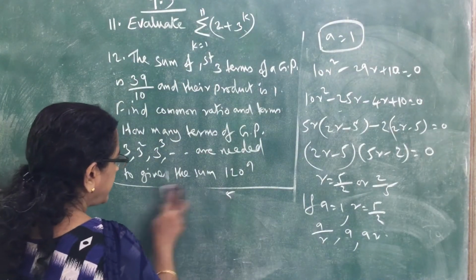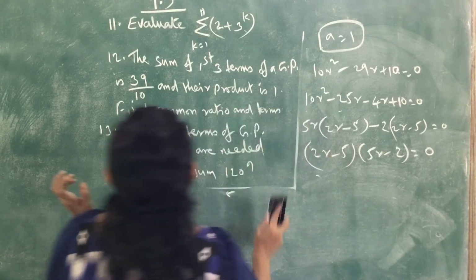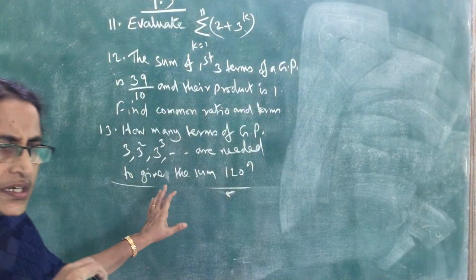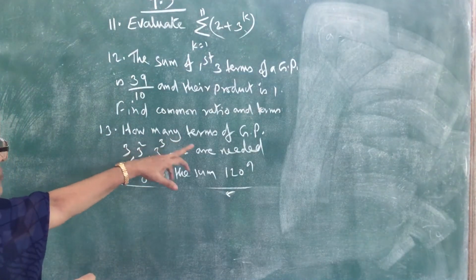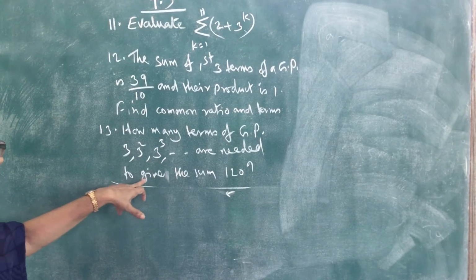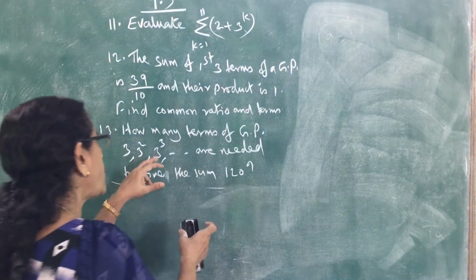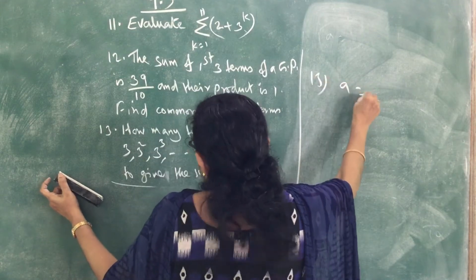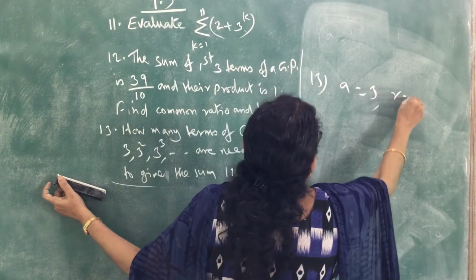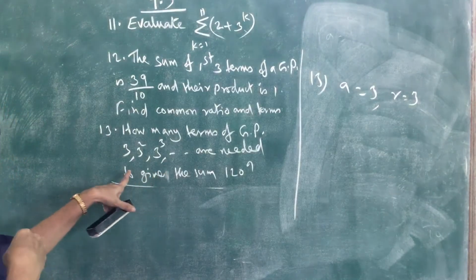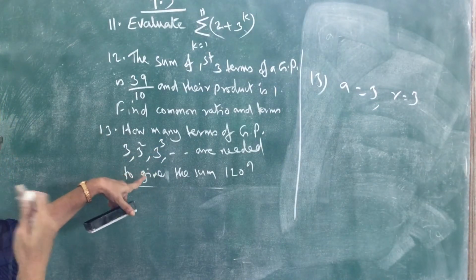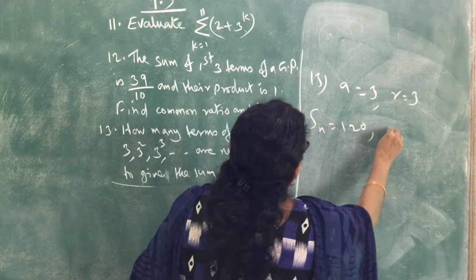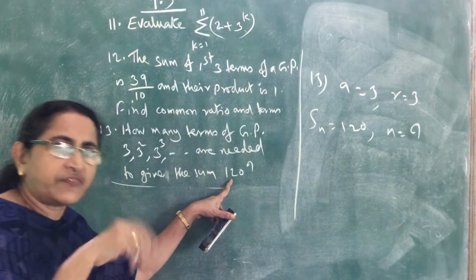Now consider the 13th one. How many terms of the GP are needed to give the sum 120? This is a geometric progression. First term a equal to 3, common ratio r equal to 3. Now we have to find how many terms are needed to give the sum 120. So Sn equal to 120, we want to find n.